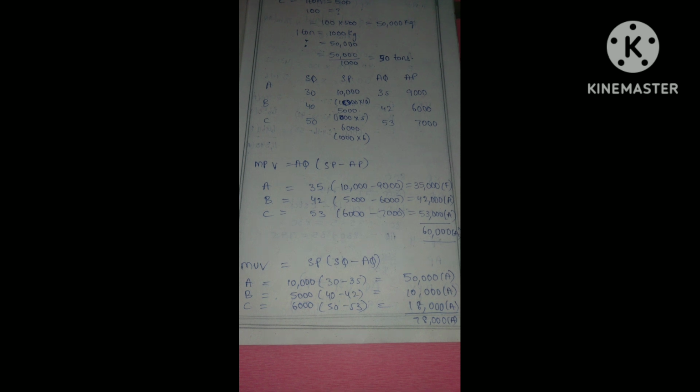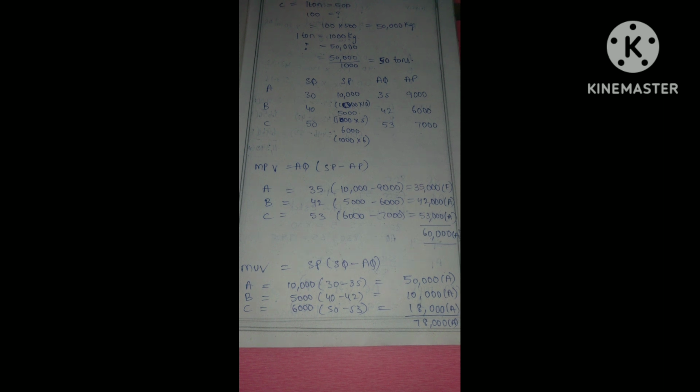So first we will calculate material price variance, and the formula for material price variance is actual quantity into standard price minus actual price. So we have to calculate for 3 materials, that is material A, material B and material C. In material A actual quantity is 35, standard price is 10,000 and actual price is 9,000. So 35 into 10,000 minus 9,000 we will get 35,000 favorable. In material B actual quantity is 42, standard price is 5,000 and actual price is 6,000. So 42 into 5,000 minus 6,000 we will get 42,000 adverse.